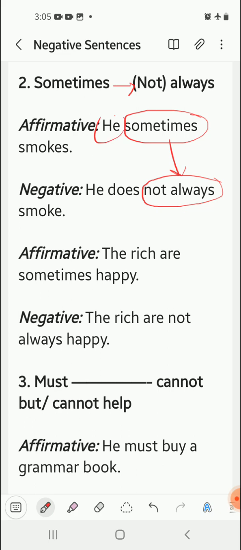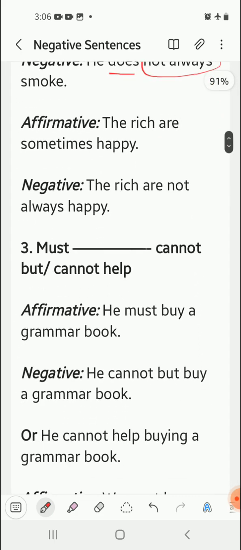And because there is he and no helping word used, we can't write he not always. So we have to use a helping word over here. We are using does as a helping word. So he does not always smoke. Over here there is no other word in the sentence which needs to be used in the opposite sense because it's not required. He sometimes smokes means that he doesn't smoke all the time. So he does not always smoke.